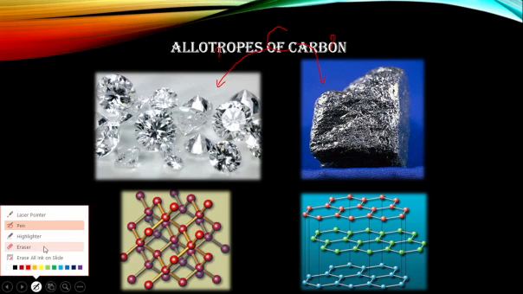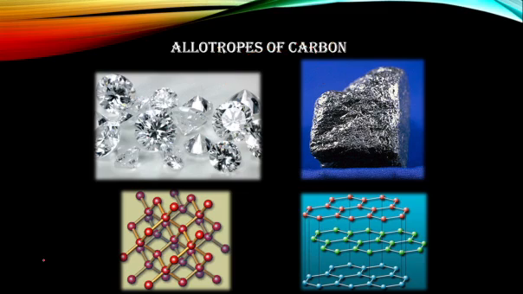Diamond and graphite are called allotropes of carbon. And what do you mean by allotrope? Allotrope means different forms of the same element in the same phase.